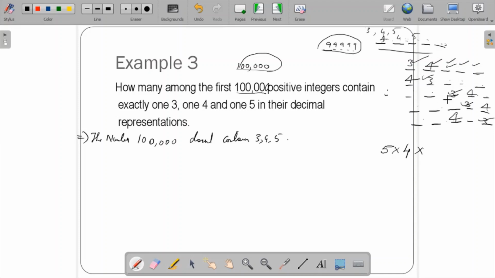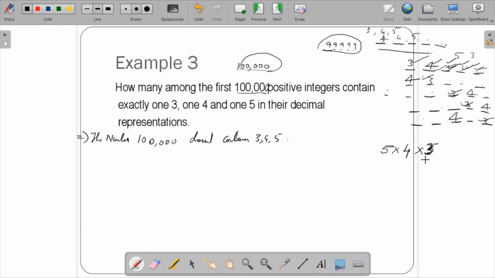It may not be in this pattern itself, but it should not be repeated. So to fill the 4, how many positions do you have? 1, 2, 3, 4. In this number 4 again should not repeat. So 4 has 4 ways. Now 3 and 4 are filled. Next is 5 in the decimal representation. So 5 can be filled in how many ways? Any one of these 3 positions. So 5 has 3 choices.